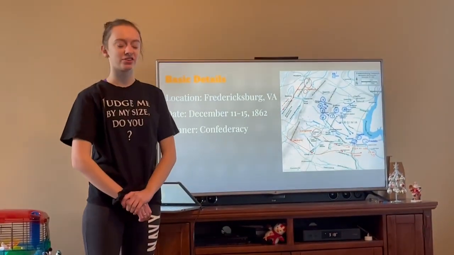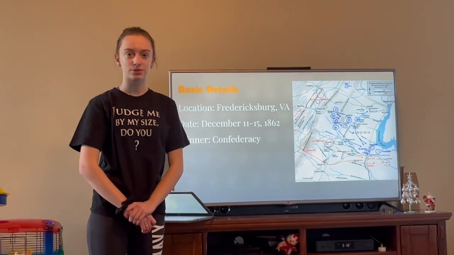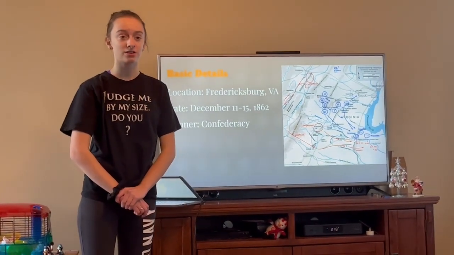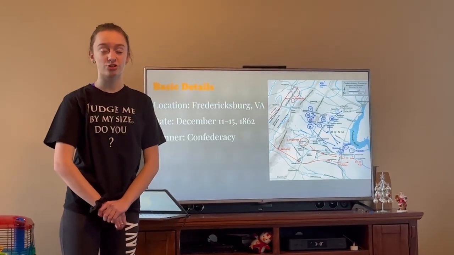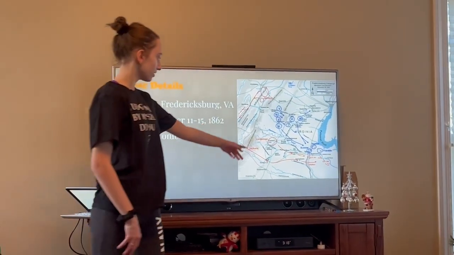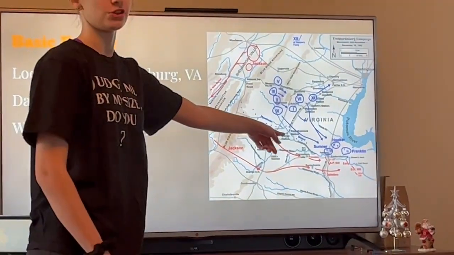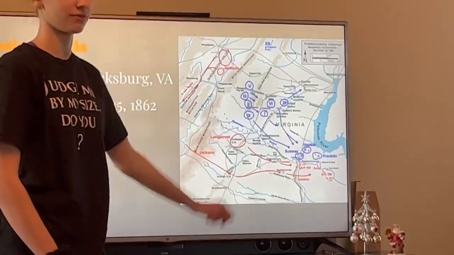So some basic details is that the battle took place at Fredericksburg, Virginia on December 11th through December 15th, 1862, and the winner were the Confederates. So on the map here, the blue indicates where the Union was, and the red indicates where the Confederates were.